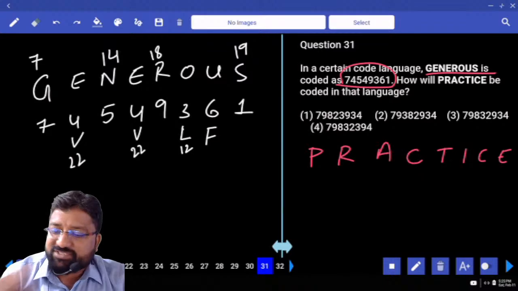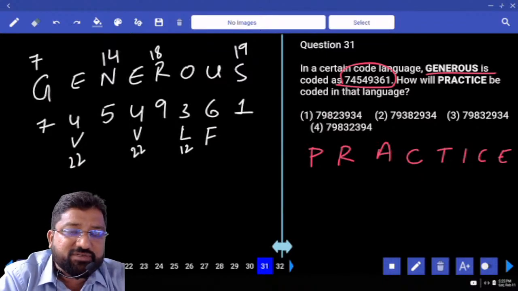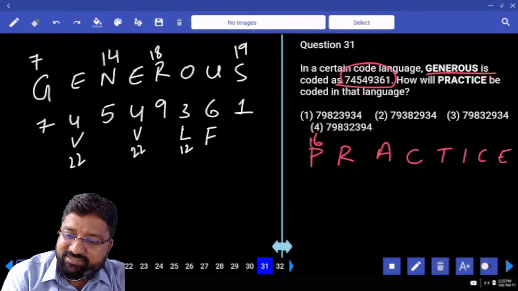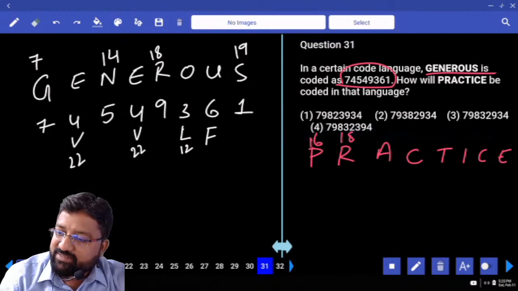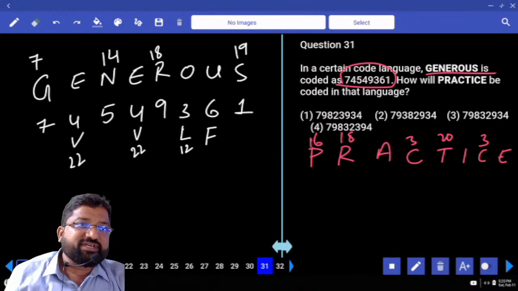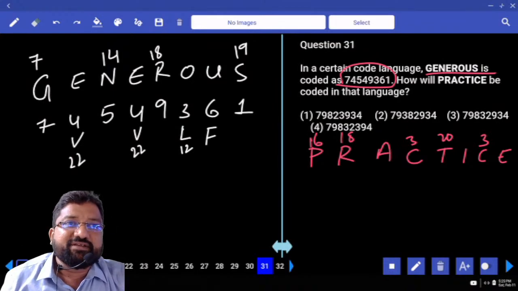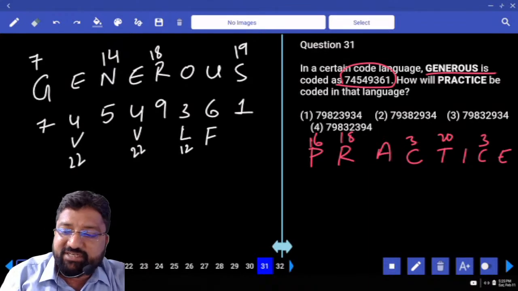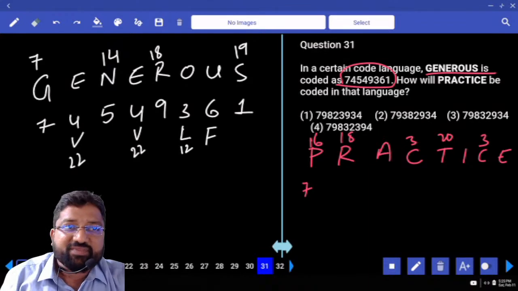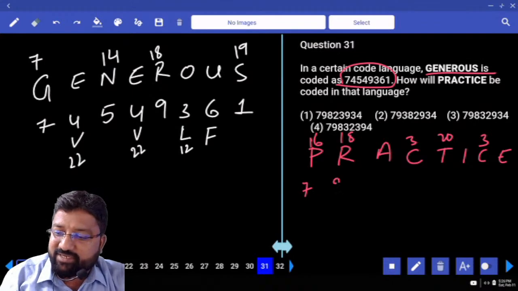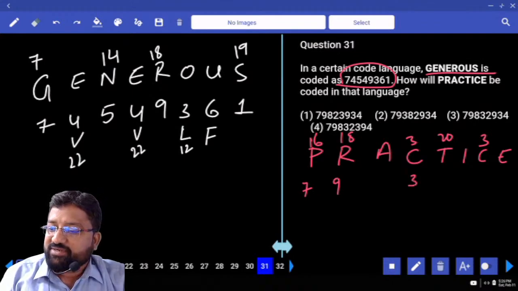PRACTICE. First we'll go for consonants. What are the consonants? P. How much is this? 16, 18, 20, 3, 3. Am I done with the consonants? Consonants, direct place value. If it is a 2-digit, then add. Single digit, write it down. 16, 1 plus 6, 7. 18, 1 plus 8, 9. C, 3. 20, 2. C, 3.